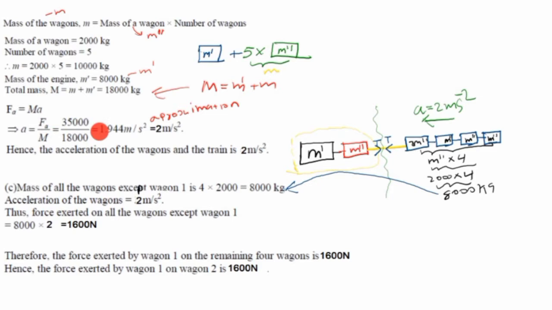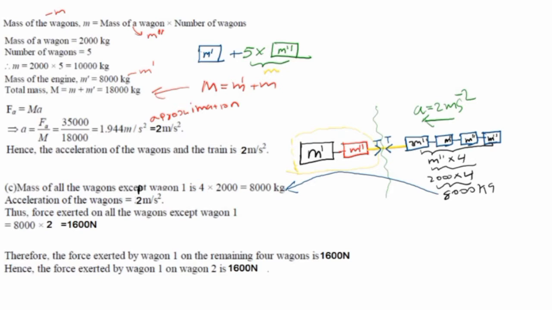Now I'm going to find out the force between the next one. Now you have to separate M dash and M. That means the engine and the train, so you have to separate it using that green line, like this, as I mentioned here. And your force is going to be the tension between the first compartment and the second compartment.